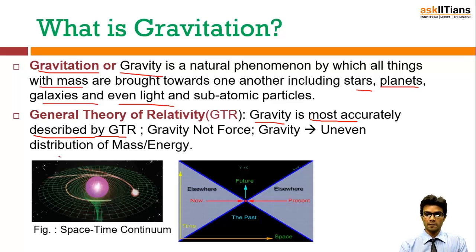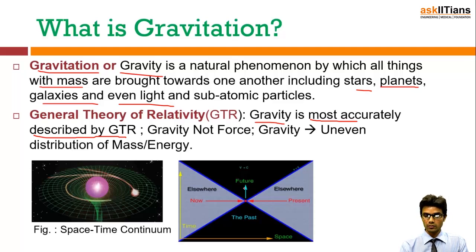So here, this is the Earth and this is the curve of the space-time continuum. This is the curve of gravity, which is explained according to the general theory of relativity. In the general theory of relativity, we are considering 4 dimensions. 3 dimensions are in space and the 4th dimension is time.